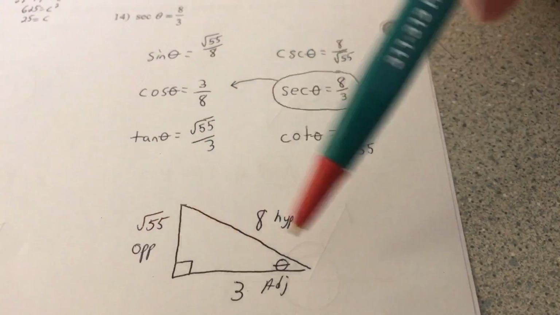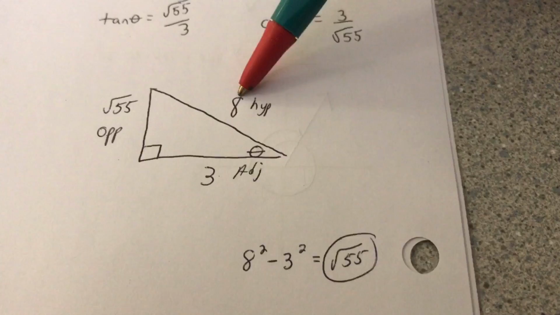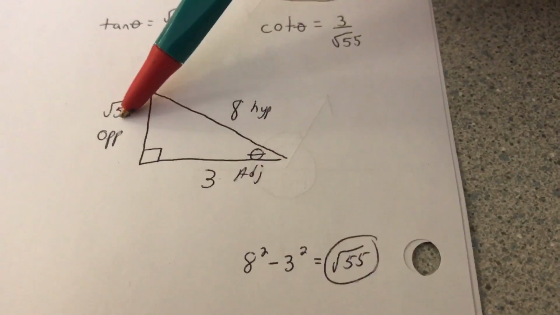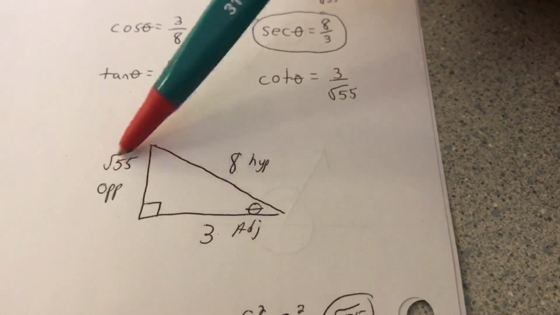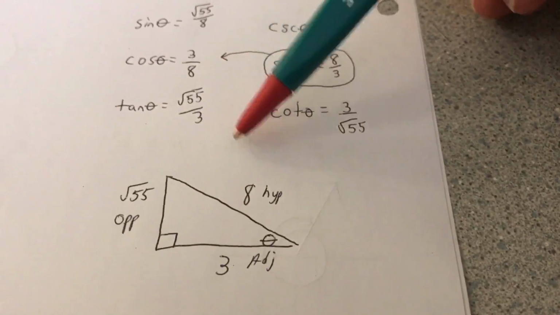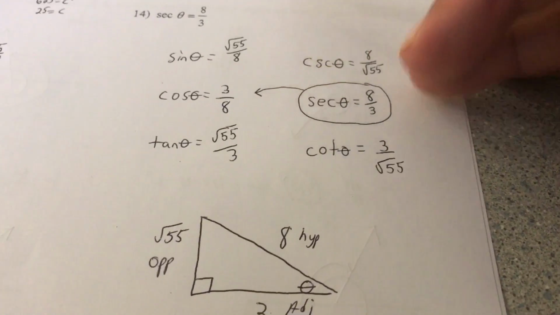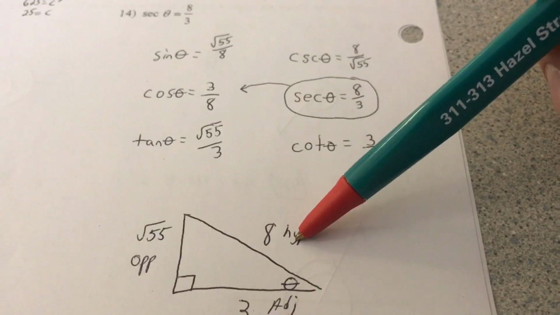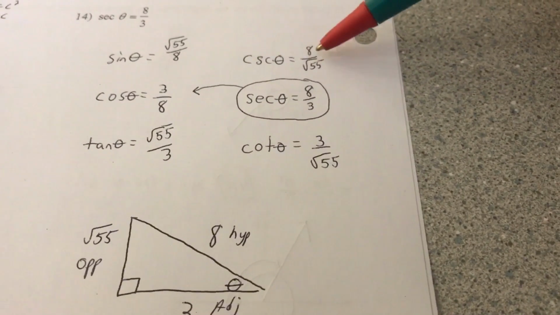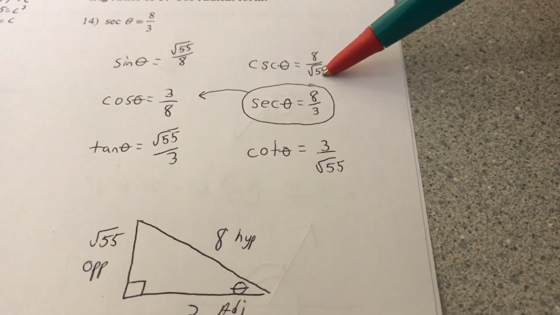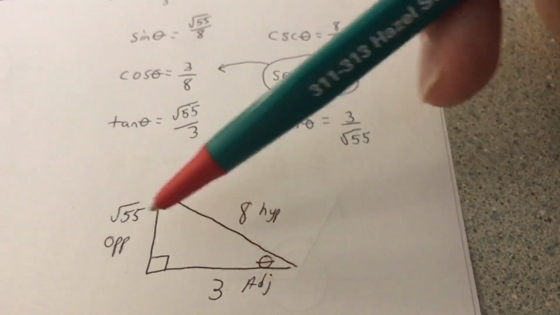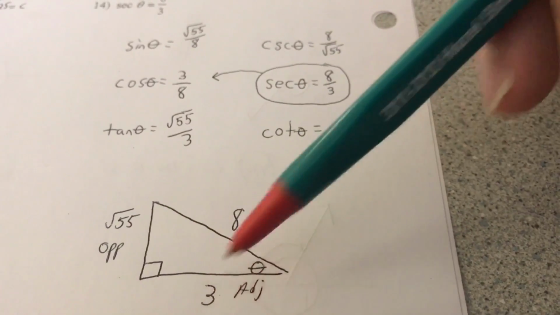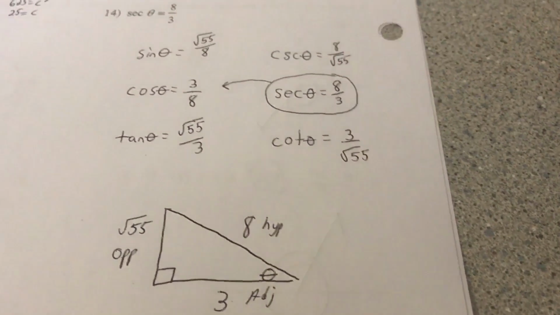The missing leg I can find by taking the hypotenuse squared minus the leg squared. You end up getting 55, which you need to take the square root of. Since it's not a perfect square, just leave it as the square root of 55 to find the remaining trig ratios. So here, sine is going to be square root of 55 over the hypotenuse. Flip it right away, and you're going to get 8 over square root of 55. And finally, tangent is the opposite over adjacent, square root of 55 over 3. Flip it for the cotangent.